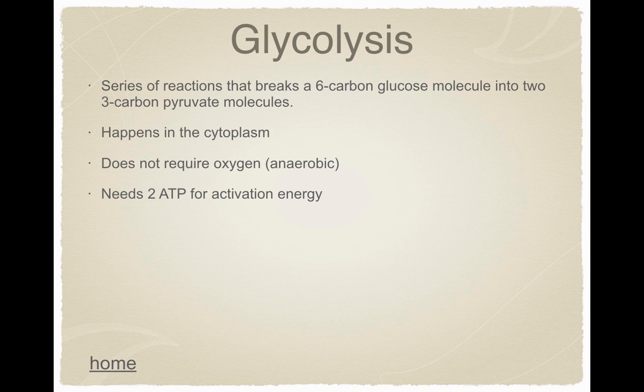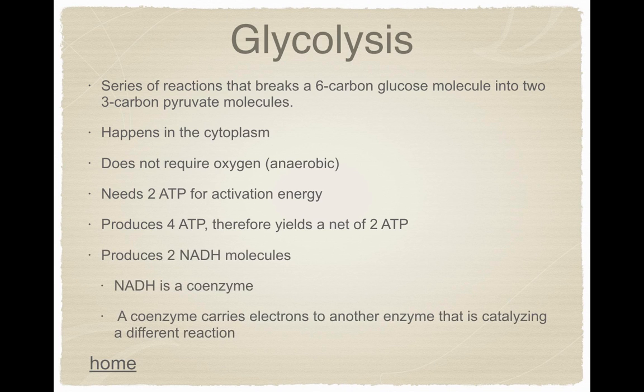It needs 2 ATP just to get it started. So it's kind of like putting in some fuel to get more fuel out of it. It actually produces 4 ATP, so it's a total yield of only 2 ATP because I require 2 for the input and it outputs 4, therefore I get a net of 2 ATP. It produces also 2 NADH molecules, which are also some fuel, and NADH is called a coenzyme. Coenzymes carry electrons from one enzyme to another to catalyze a different reaction. Remember, enzymes lower that activation energy and kickstart a reaction.